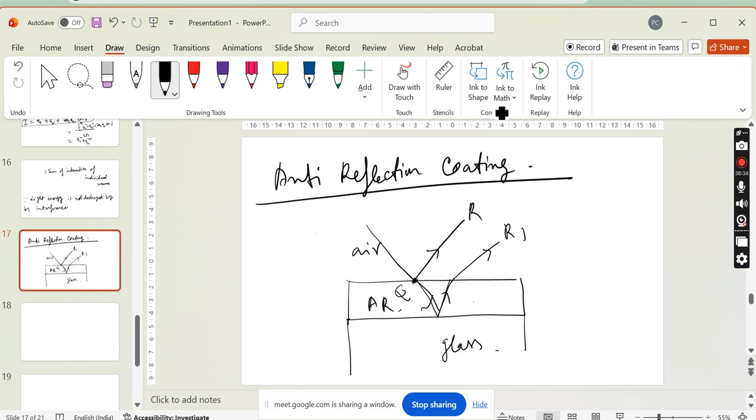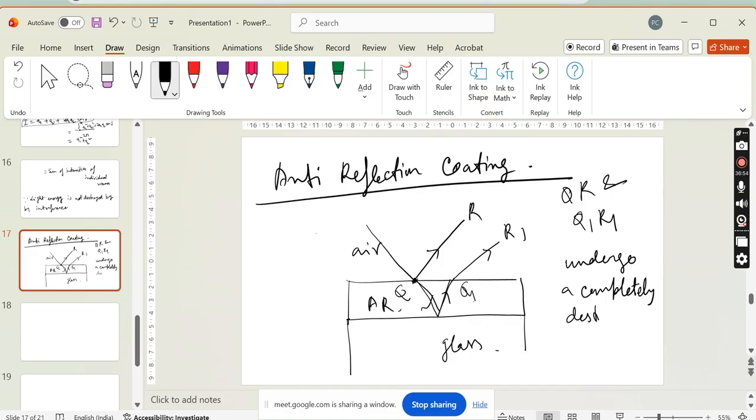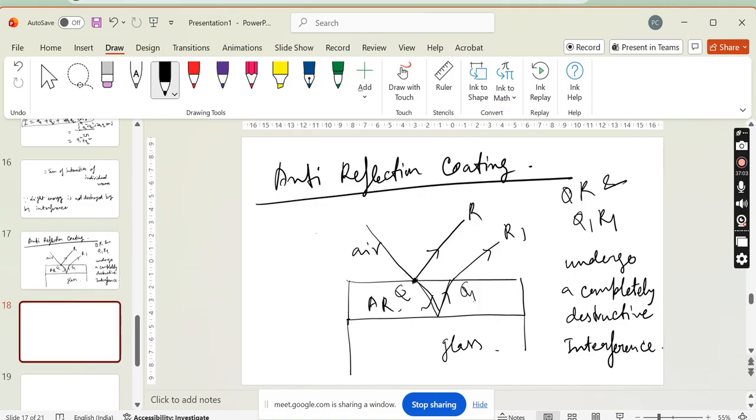Q R and Q1 R1. So QR and Q1 R1 undergo a completely destructive interference. So that's how anti-reflection coating works.